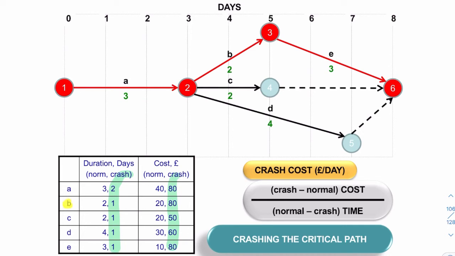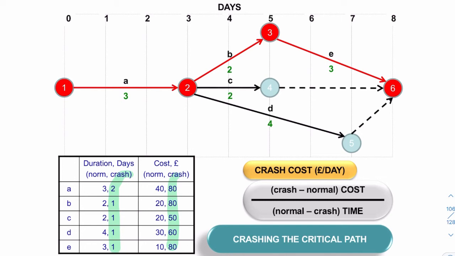What about activity B? Activity B normally takes 2 days. It would cost £20. It can be done in 1 day for £80. So for an extra £60, it can be done in half the time. So clearly, activities A and B don't cost the same to crash. Activity A, we're reducing the time by 1/3 for twice the price. Activity B, we're halving the time, but we're multiplying the cost by 4. So activity B is much more expensive to crash.